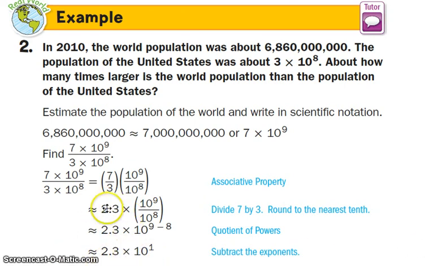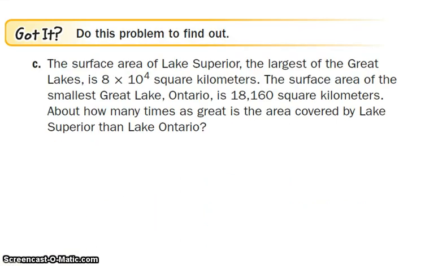Now we're lucky because 2.3 is already written in perfect scientific notation. We don't have to change that decimal point. Okay? Now, your got it problem is exactly the same thing. The first thing you're going to want to do is change that to scientific notation, and then you can do some division. So go ahead and pause the video here and try problem C. Alright, let's see how you did.